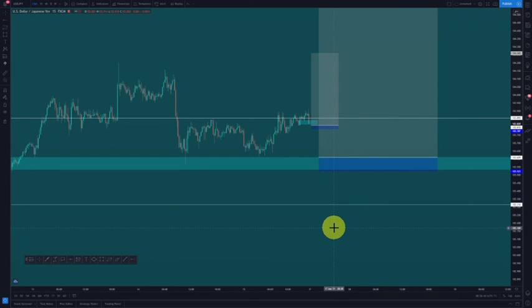Guys, this is institutional trading, and this is called FX. This is how we trade the market. This is how we analyze the market.